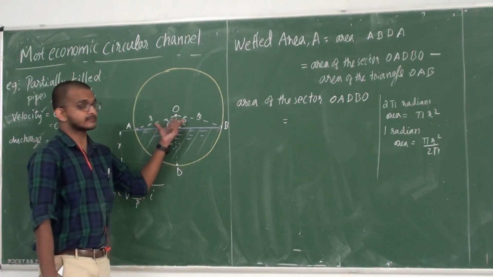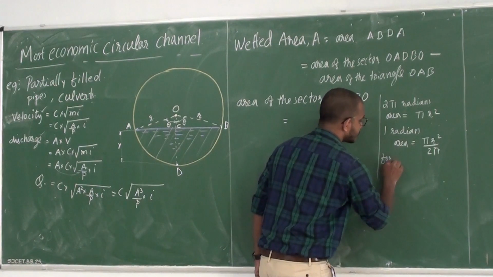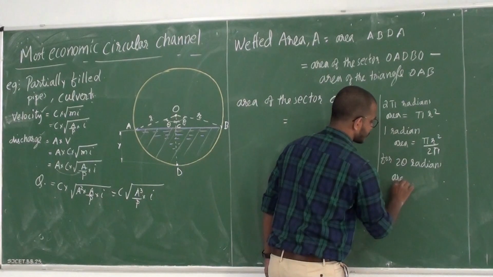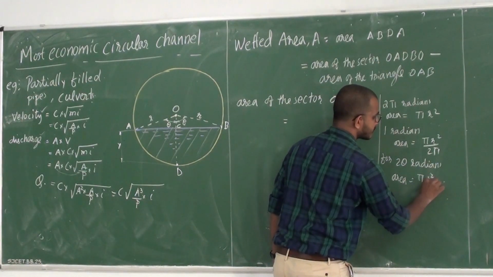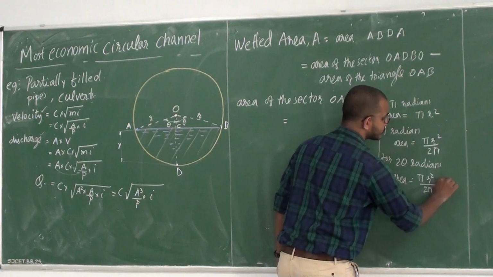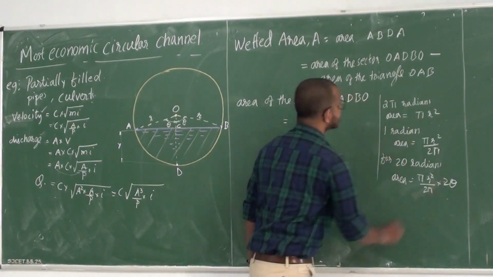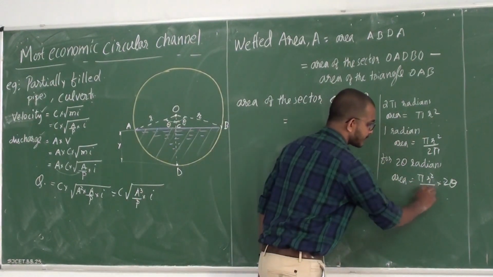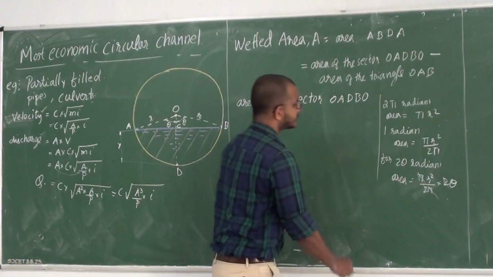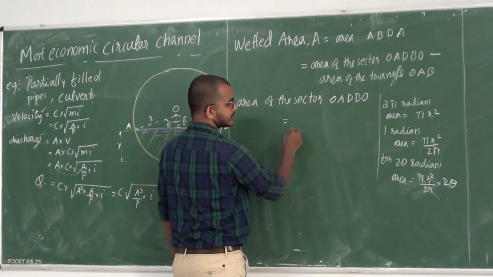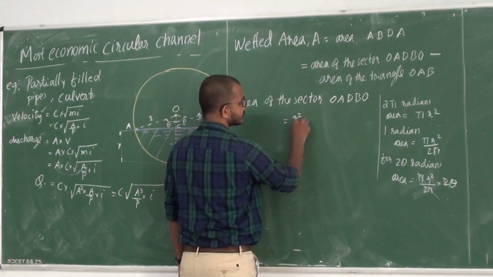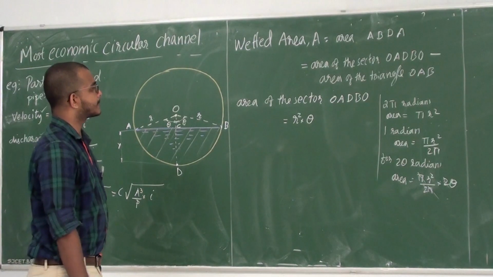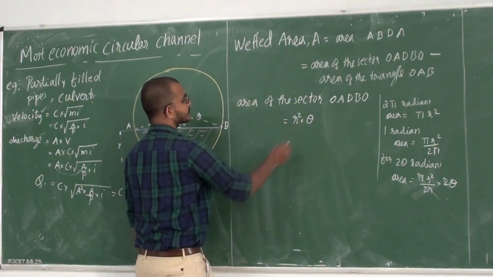So for 2 theta radians, area is equal to pi r square by 2 pi into 2 theta. Okay, so this is the area of the sector OADBO. Pi r square by 2 pi into 2 theta. So we can cancel pi and 2. Okay, so area of the sector is equal to r square into theta. The area of the sector, r square into theta.